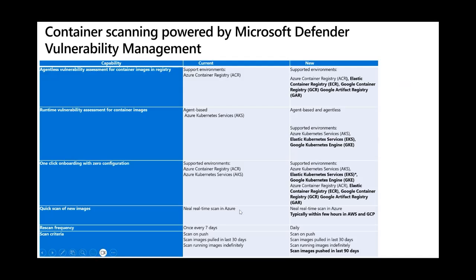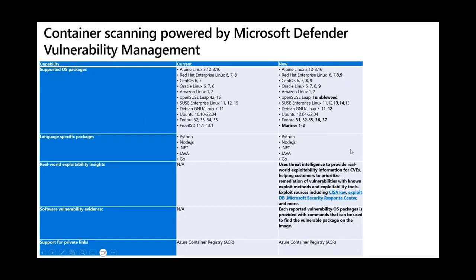You'll also see that we're still able to quickly scan new images. We're providing a near real-time scan in Azure, and scanning typically within a few hours for AWS and GCP. And you'll see that we clearly increased the scanning frequency. Previously we only scanned every 7 days. Now we're scanning daily to give you more accurate and updated results. You can also see that not only do we cover scanning images that were pulled in the last 30 days, but we're also scanning images that were pushed in the last 90 days, so covering a broader time frame.